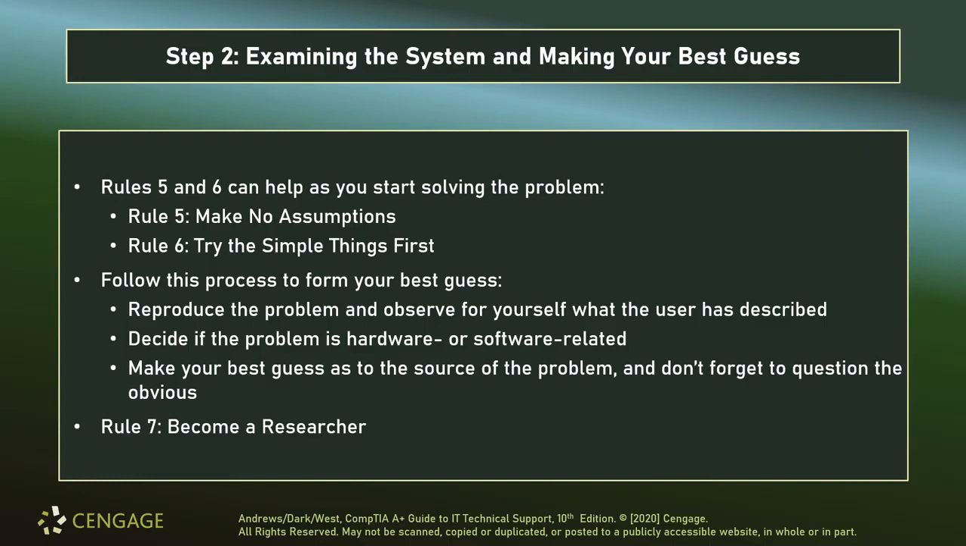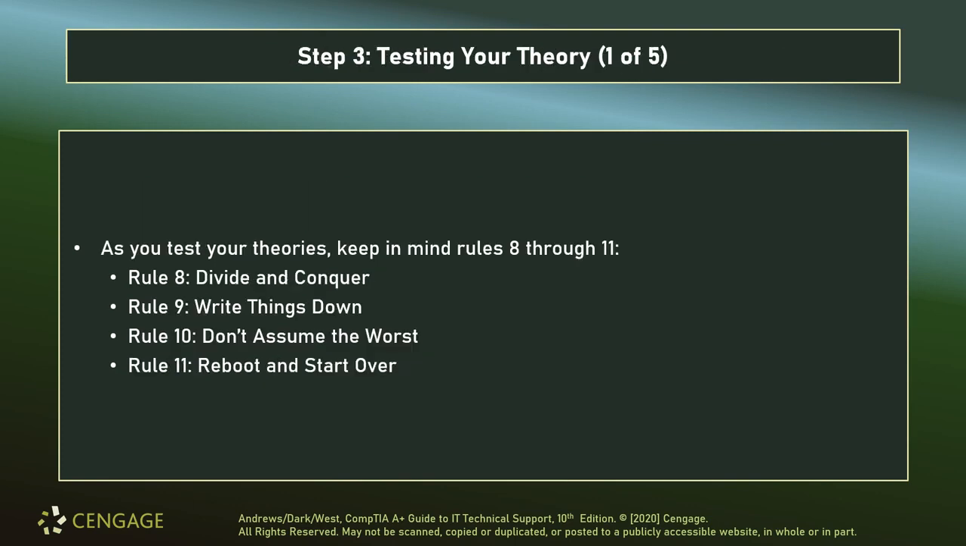Rule number 7, of course, become a researcher. Go in and dig and find different resources that you can use to try and enhance your ability to get through problem solving. As you test your theories, rules 8 through 11 are very helpful. Divide and conquer. We want to take on one piece at a time. We want to write things down. We don't want to skip over steps. Don't assume the worst. Let's start simple and work our way up. Assuming the worst tends to make you short circuit your own process. It makes you quit before you have to. And then rule 11, when in doubt, you've got everything backed up, reboot and start over.